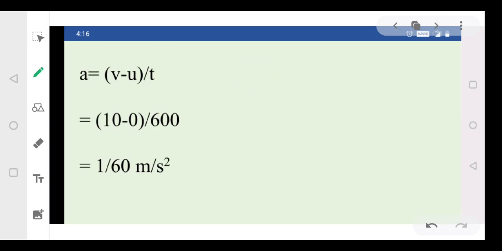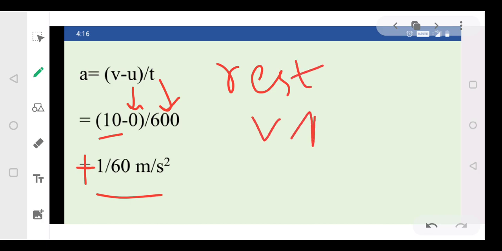So formula of acceleration is v minus u by t. By putting values of v as 10, u as 0 and time as 600, we will get the answer as 1 by 60 meter per second square. Here the answer is positive because the body was starting from rest and the speed increased.